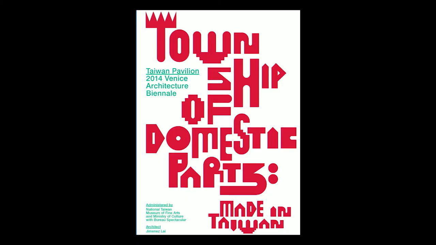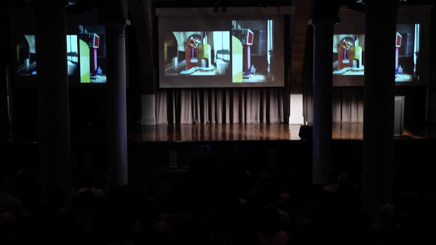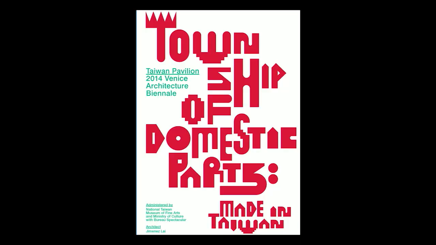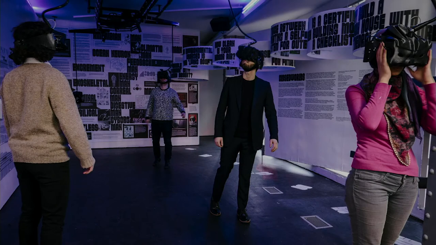The theme of the pavilion is about the different domestic conditions in which people live in Taiwan. The exhibition design itself consists of these really playful parts, designed by Bureau Spectacular, an architecture firm based in LA. So what we did was take the form of the architecture design and translate it into these really playful letterforms. You can see some of the shapes and parts that come directly from the exhibition design. And oftentimes our work is created in a very unexpected manner, under extreme conditions.